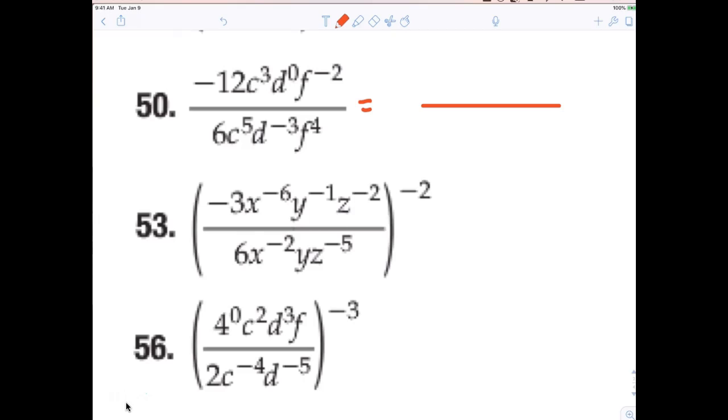Simplify the 12 and the 6. And what is that? It's negative 2. Go slower for me because I'm slow. Okay. All right. Negative 2. We're going to put that down first. Now what? Over 1. I'm good with that. Now what? Okay. So it's C to the third minus C to the fifth, and that's C to the negative second. And so because it's negative, you have to flip it, and now it's C to the second on the bottom. Very good. C squared on the bottom.